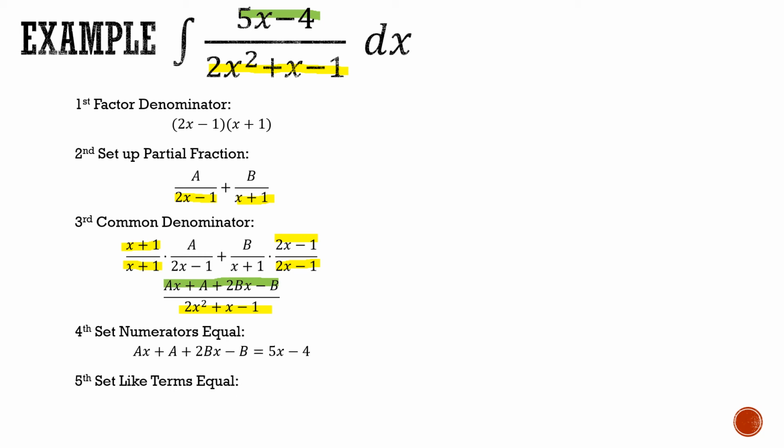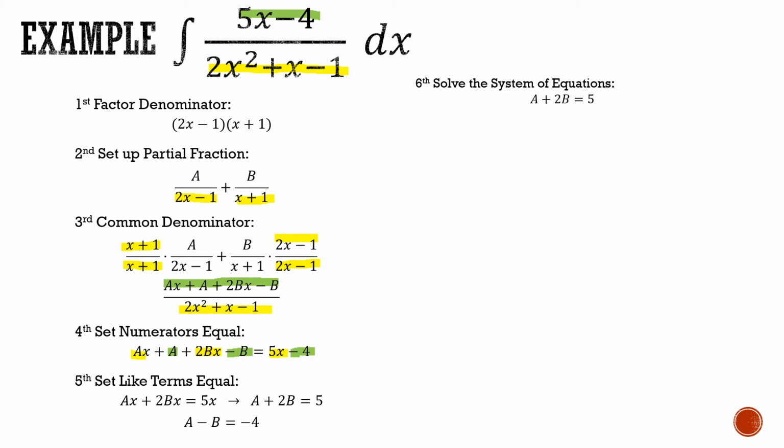And then I'm going to set like terms equal to each other. So in other words, I have an Ax here and I have a 2Bx here. They both have x's. That must equal my 5x. And then my A, which is just a constant, and my -B is a constant, it must equal the constant on the other side of -4. So I have, again, Ax + 2Bx has to equal 5x, which means that A + 2B has to equal 5, and then A - B has to equal -4.